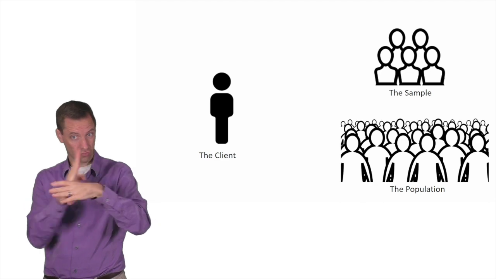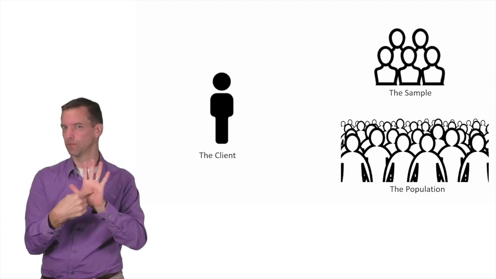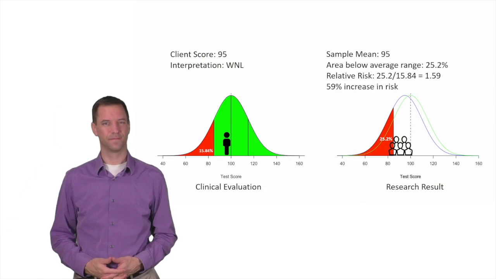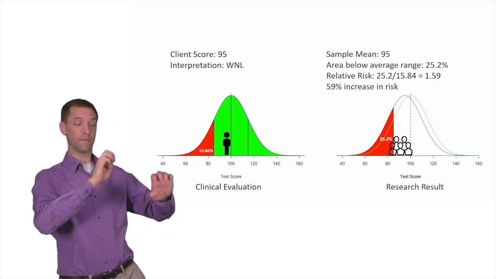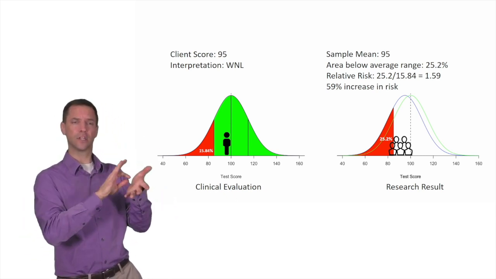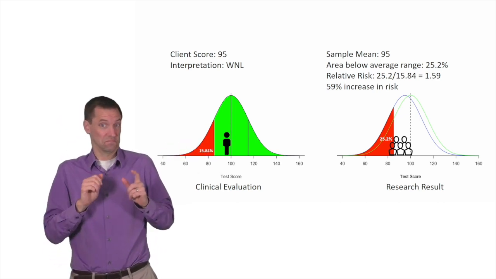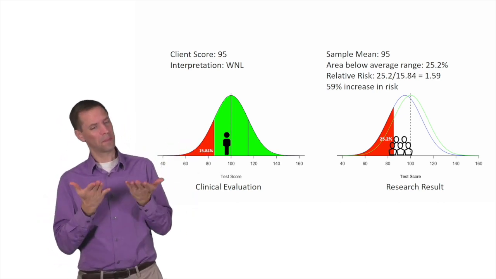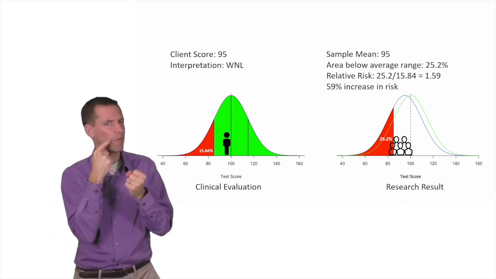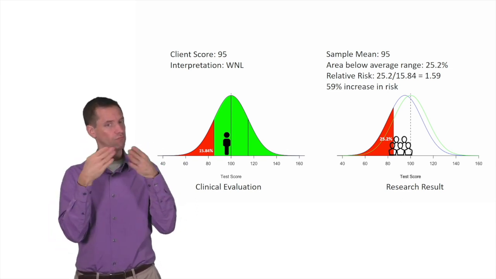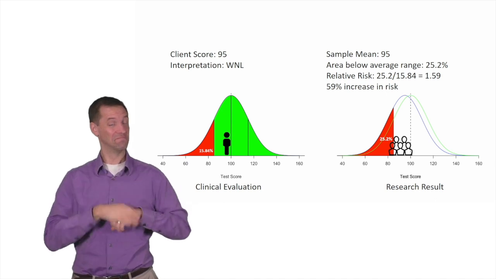So now how does that impact the definition of the average range? Let me show you. Suppose you're evaluating a client and they have a standard score on some assessment of 95. In general, that's pretty good. Maybe this person still needs some support for a few particular areas, but in general, we can feel pretty good about that.